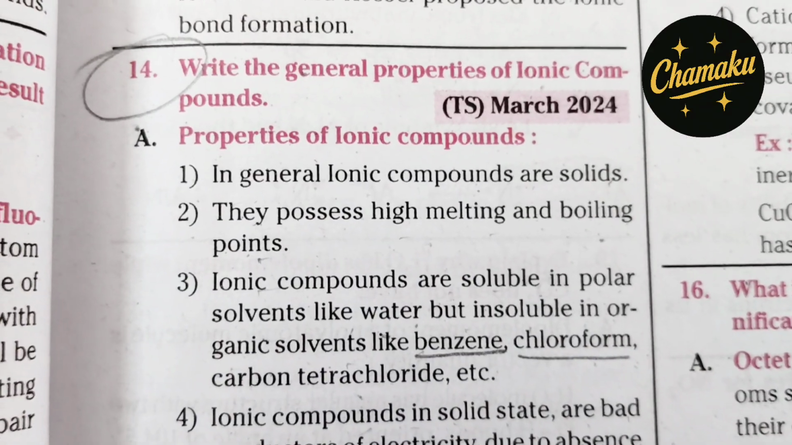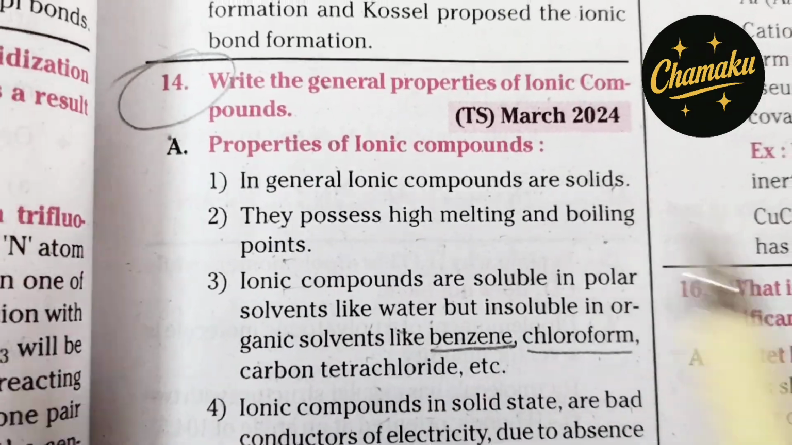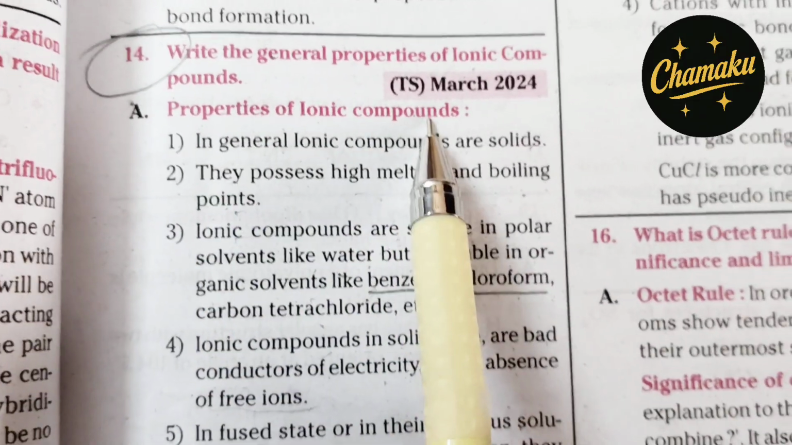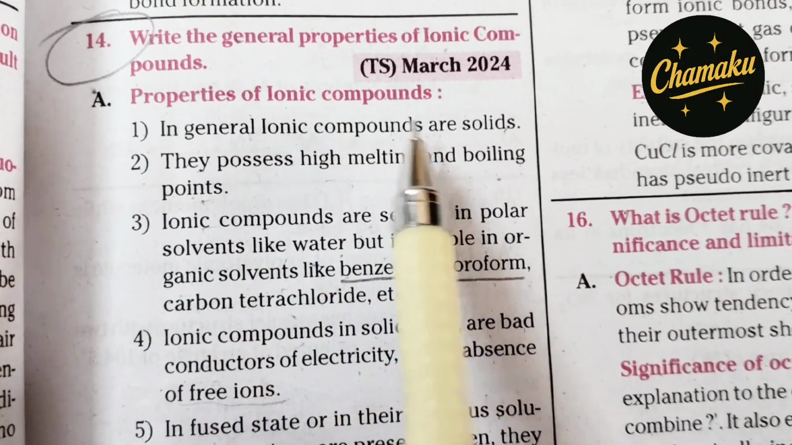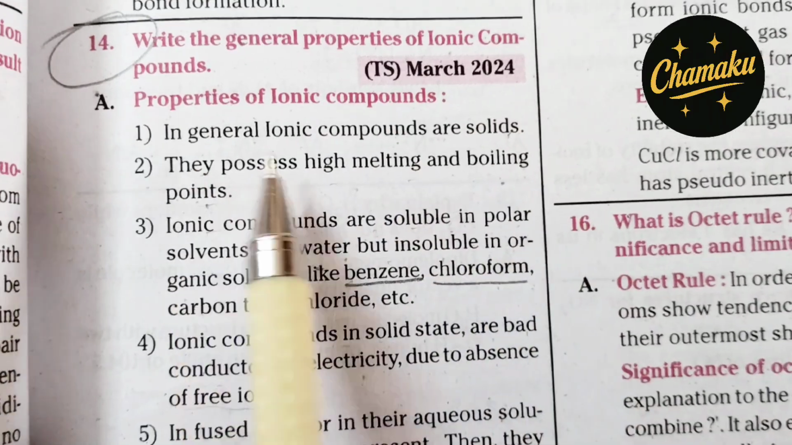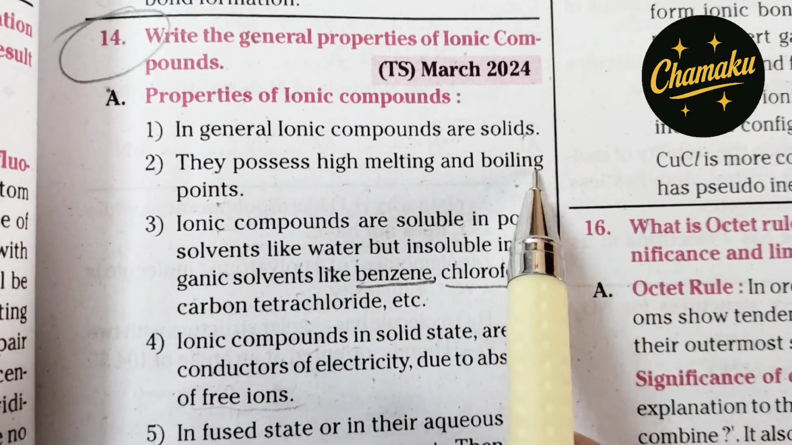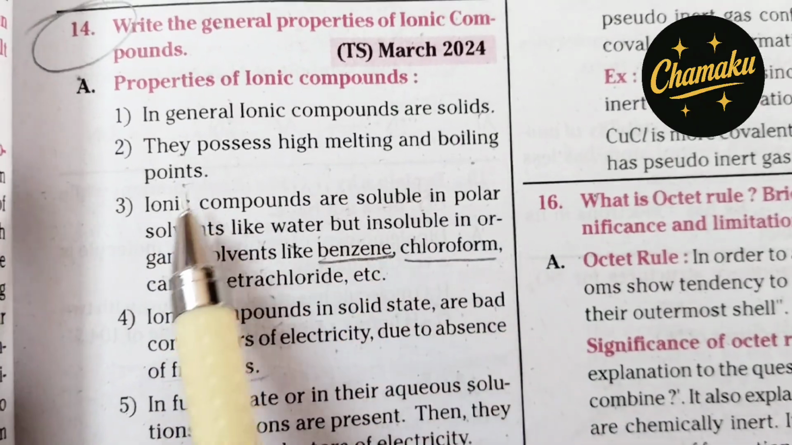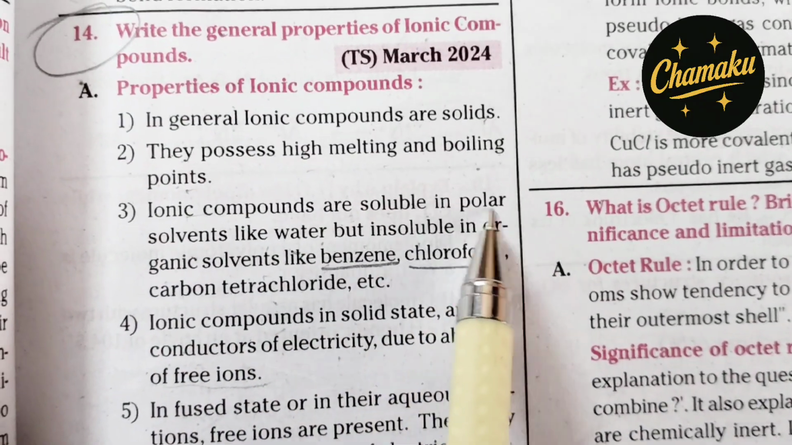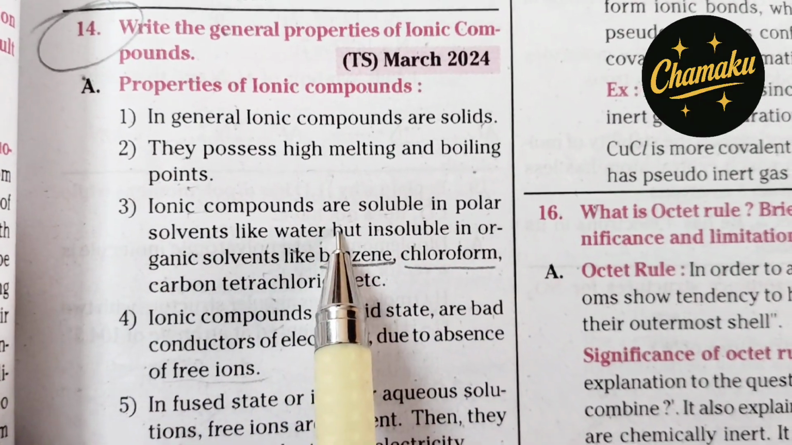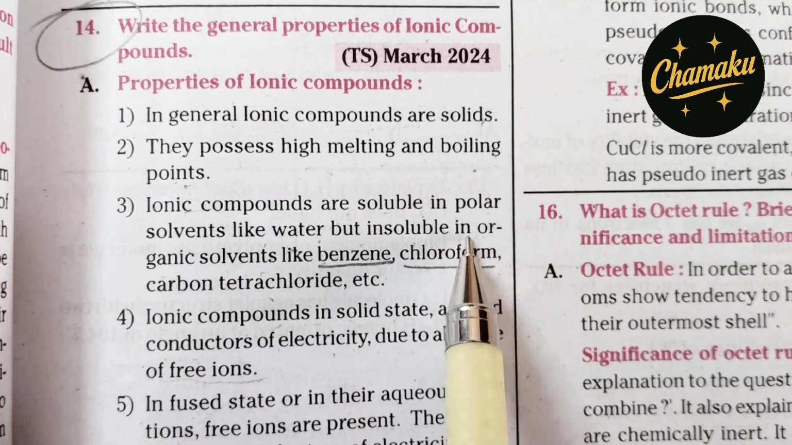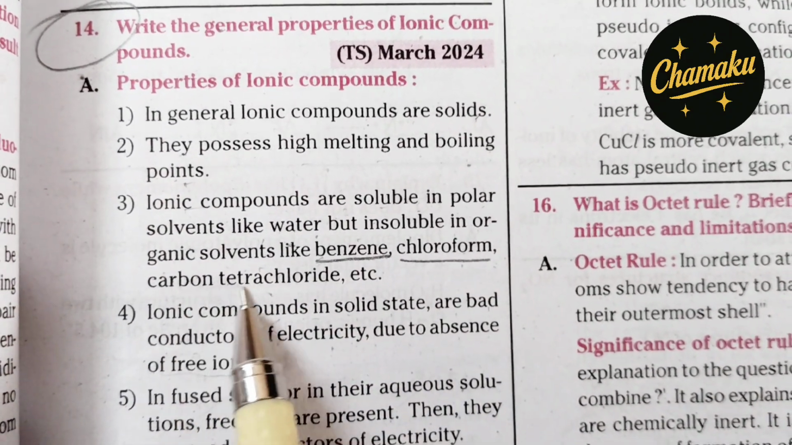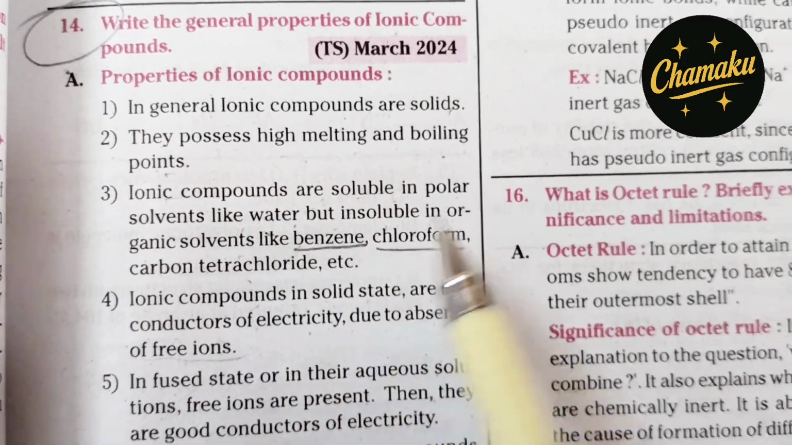Coming to the next question, write the general properties of ionic compounds. In general, ionic compounds are solids. They possess high melting and high boiling points. Ionic compounds are soluble in polar solvents like water, but insoluble in organic solvents like benzene, chloroform, carbon tetrachloride, etc. Any two you can write.